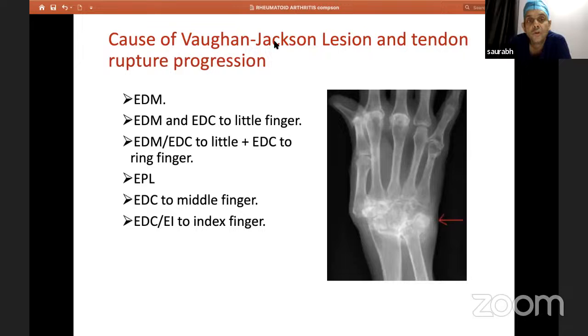One finger rupture, EDM, and all the EDMs to whichever number the patient has. A side to side transfer to the intact ring finger. That's one option.